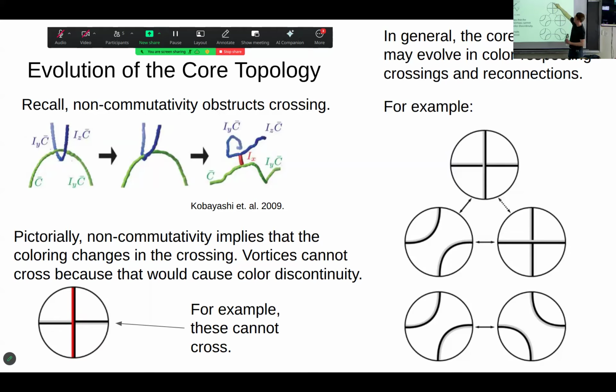Or they could reconnect. So this one could go here and this one could go here. And similarly, if you have a picture like this, it could evolve to a picture like this. So basically you can do any kind of evolution that doesn't introduce discontinuities in the coloring.